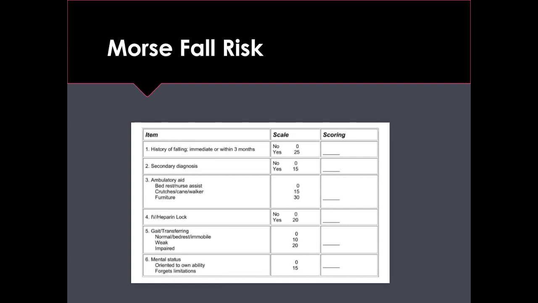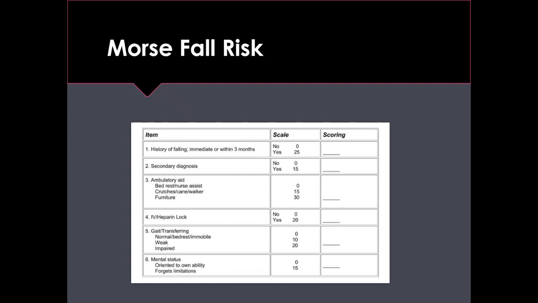But if you can see on here, we're grading the patient. The higher the score, the worse risk they're at for falling. So you're going to ask them, have you had a fall either just now or within the last 3 months? If they say no, you score them a 0. Yes, 25 points already. If you have a history of a fall, you're way more likely to have a future fall.